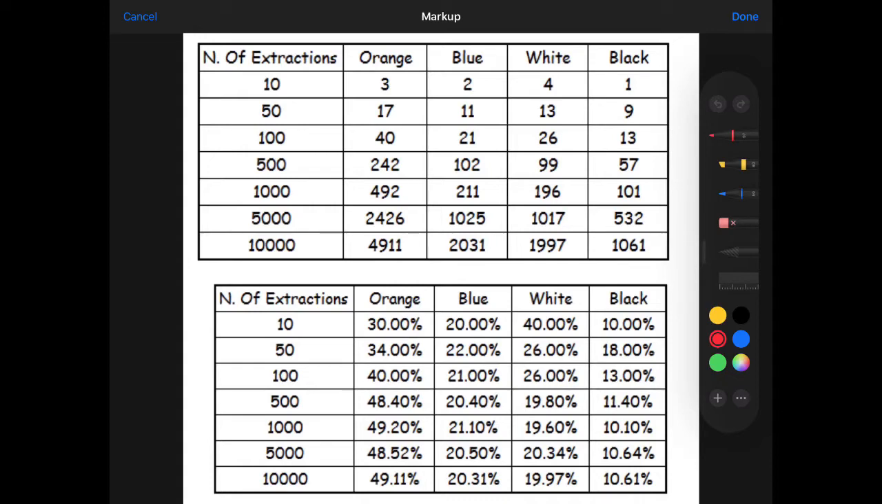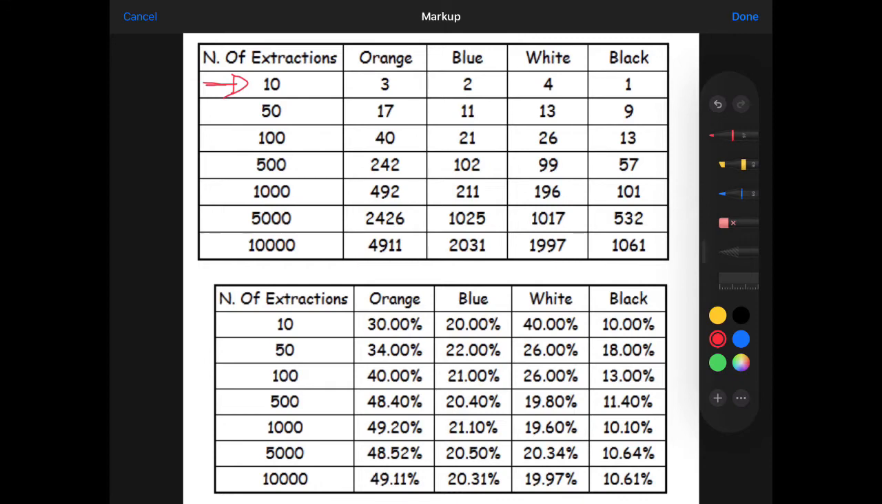Well, this is where we look at the first row here. Let's pretend I take one cube out, write down the color, put it back in the tin, take another cube, write the color down, put it back in the tin, and I do that 10 times. I could get 3 oranges, 2 blues, 4 whites, and 1 black.